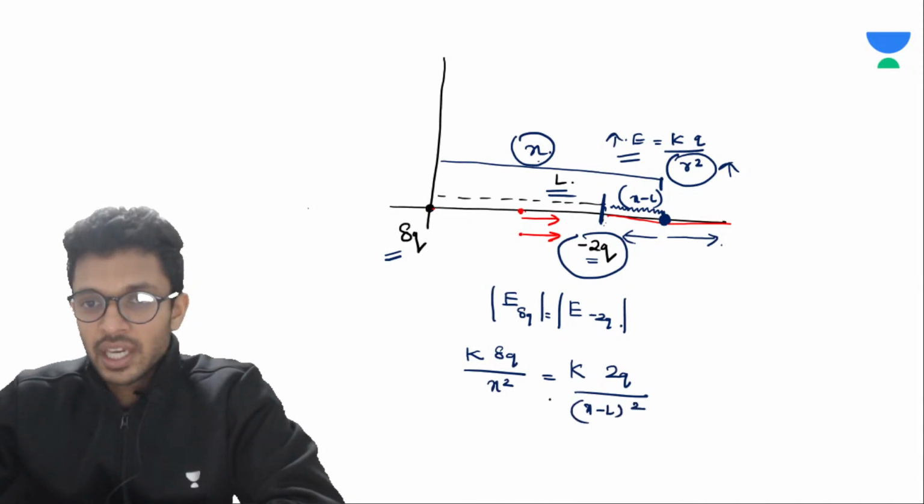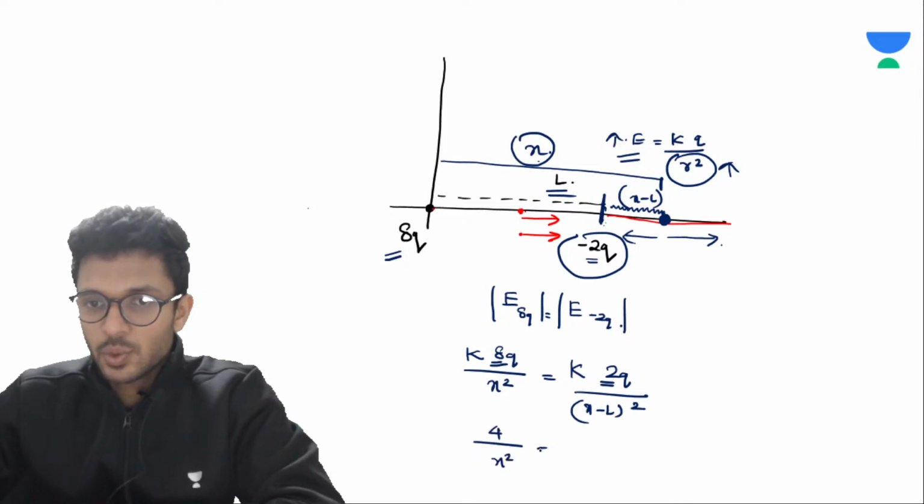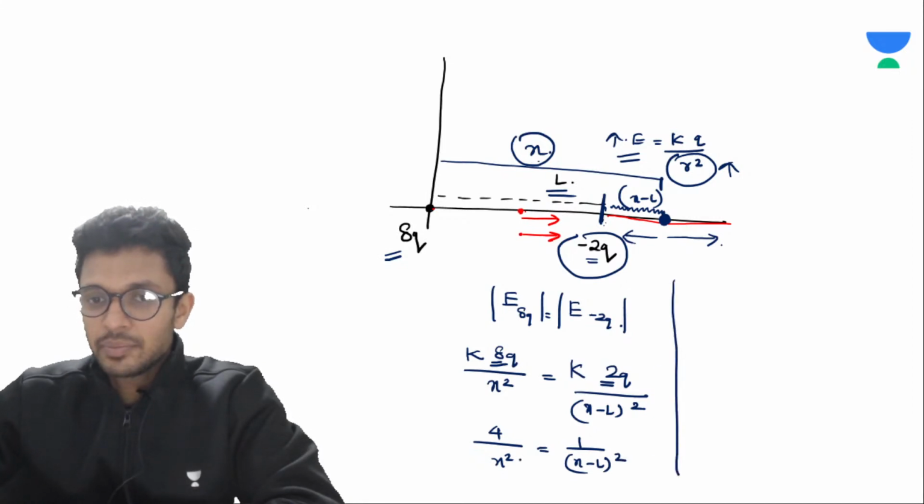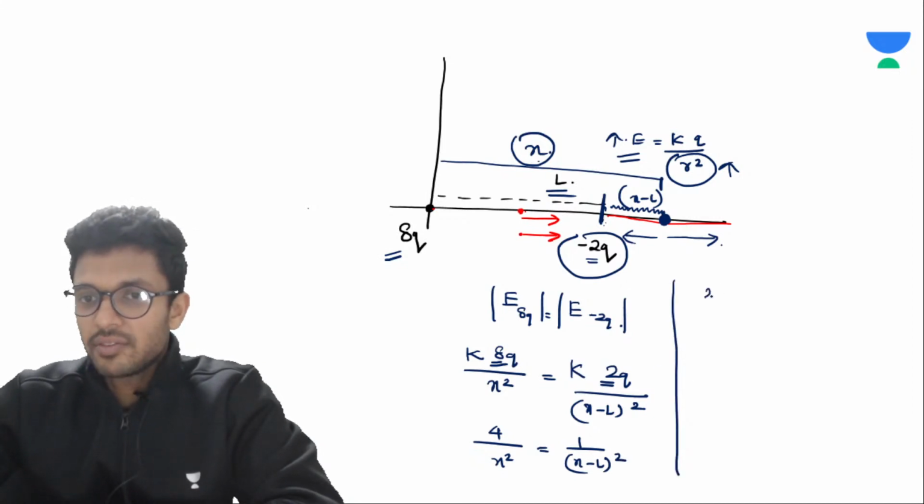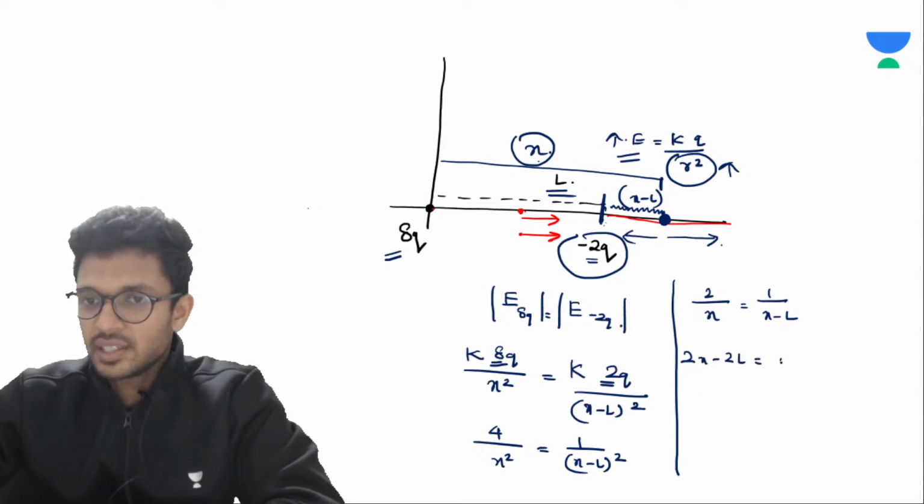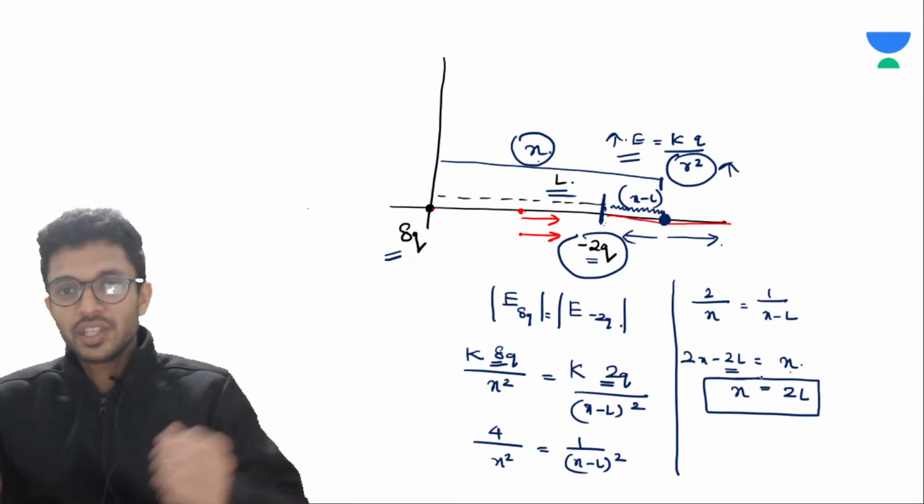Simple, right? So cancel k, cancel q, 8 by 2. This 2 cancels 8. So that is 4 by x square is equal to 1 by x minus L the whole square. Simple. So taking the square root, you will have 2 by x is equal to 1 by x minus L. Cross multiply. 2x minus 2L is equal to x, right? So if you take this minus 2L to the right hand side, and this x to the left hand side, x will be equal to 2L. We got the answer. Simple.